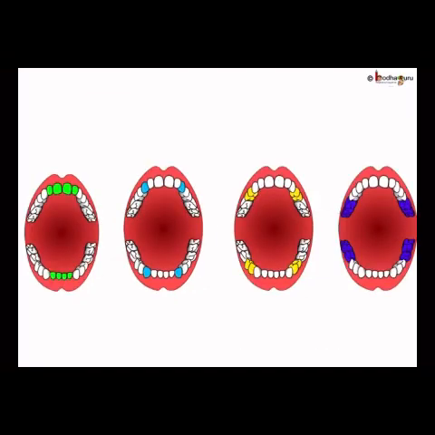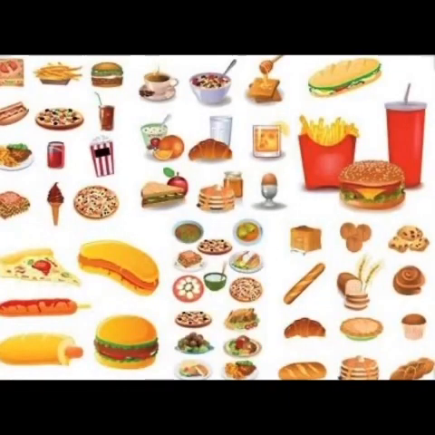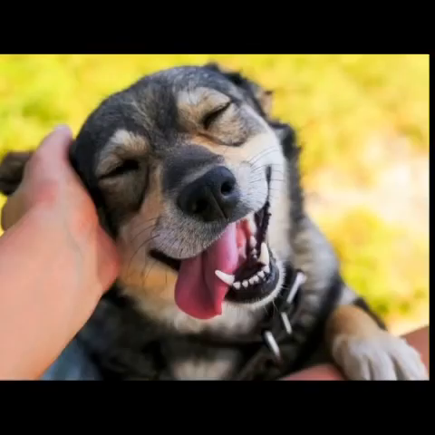So as we saw, each type of tooth has a special shape so that it can do its job properly. So children, we need different teeth for eating different kinds of food. Premolars and molars we need for eating all kinds of food because they are used for chewing. But incisors and canines have their specific functions. Incisors we need for biting anything. It could be biting a soft food or a hard food or a normal food. Incisors are used in that.